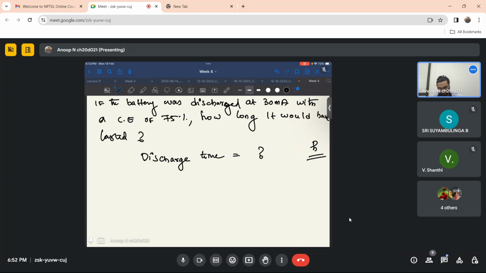What's the answer? Which is equal to 25 divided by 30 into 10 raised to minus 3. I'll multiply it with 0.75 because it will take longer time, which is equal to 625 hours. Six, two.